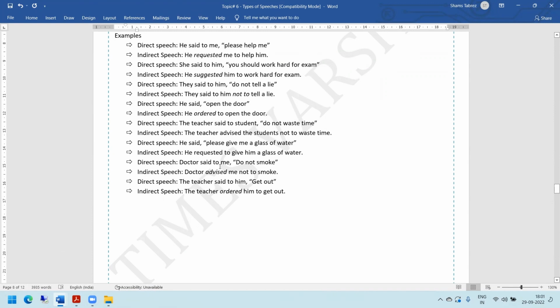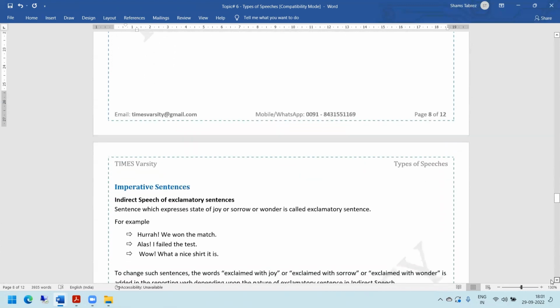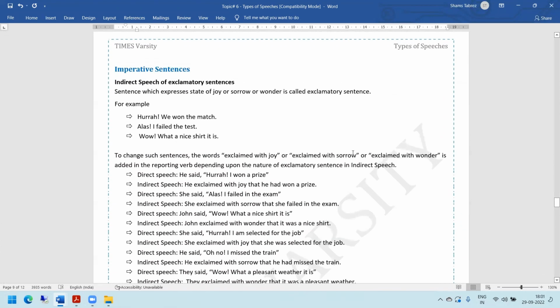Direct speech. Doctor said to me, do not smoke. Indirect speech. Doctor advised me not to smoke. Direct speech. The teacher said to him, get out. The teacher ordered him to get out. Okay. This is for imperative. Then some more.